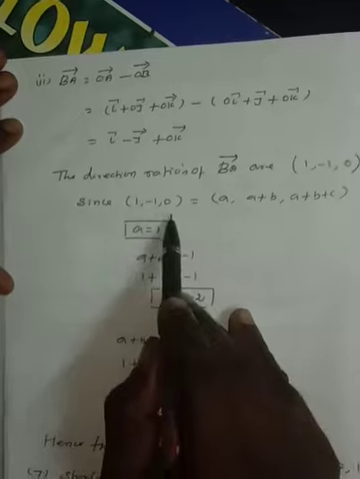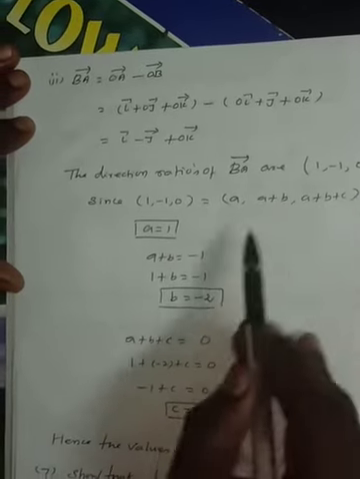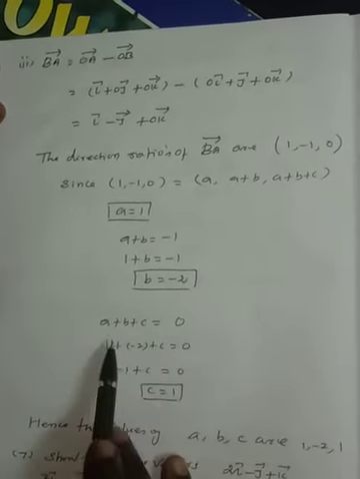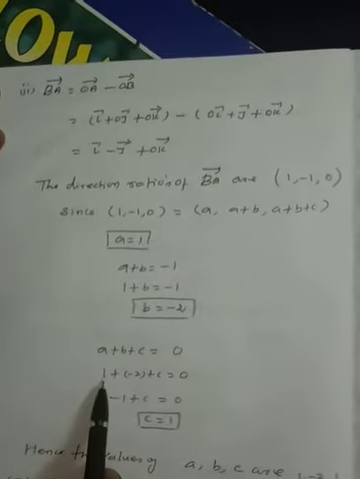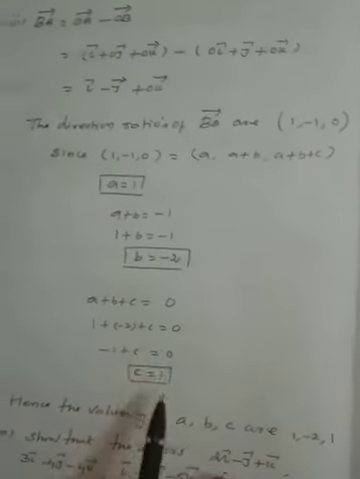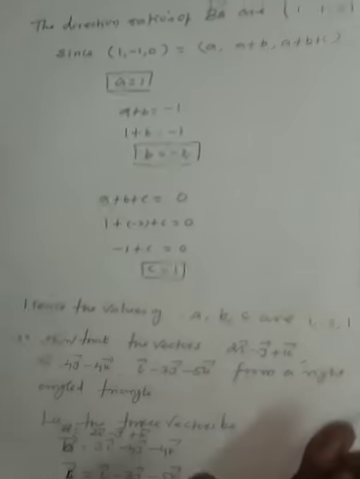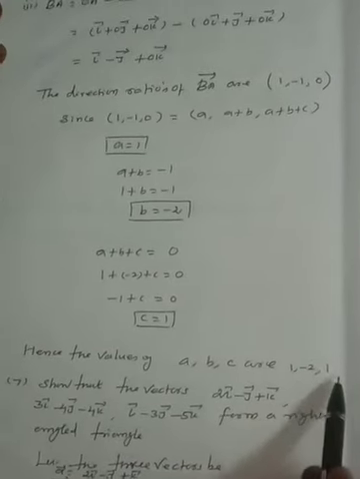Equating the third term: 0 is equal to a+b+c, which means a+b+c is equal to 0. Applying a and b, a is 1, b is -2, then we get c is equal to positive 1. Hence the values of a, b, c are 1, -2 and 1.